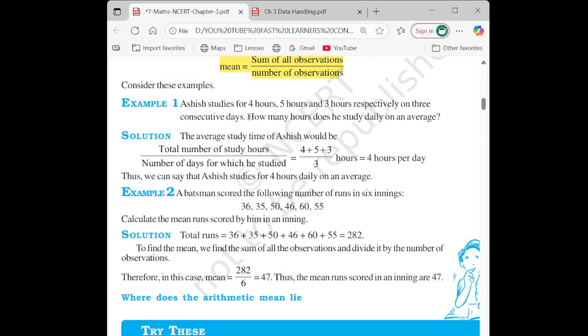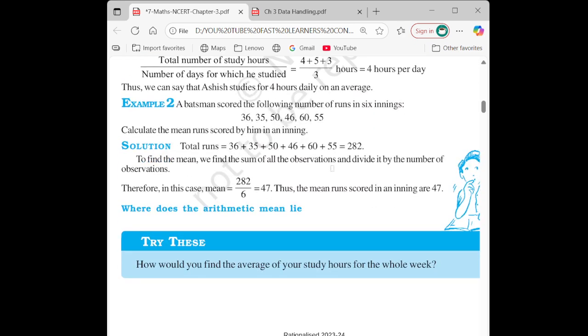Let's see. Ashish studies for 4 hours, 5 hours and 3 hours respectively on 3 consecutive days. How many hours does he study daily? So the same formula we will use. Add 4 plus 5 plus 3 and divide by 3 because there are 3 observations. Answer is 4 hours per day. There is another example also that has been given. You can go through that.